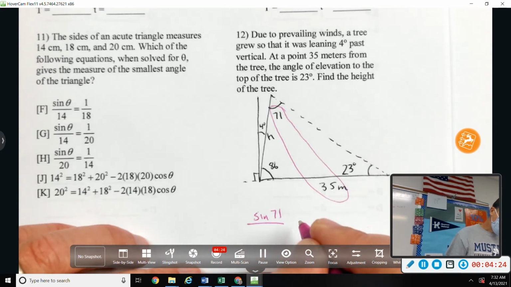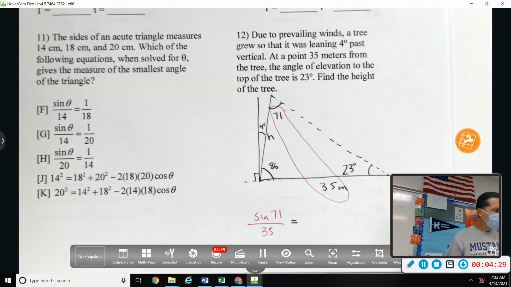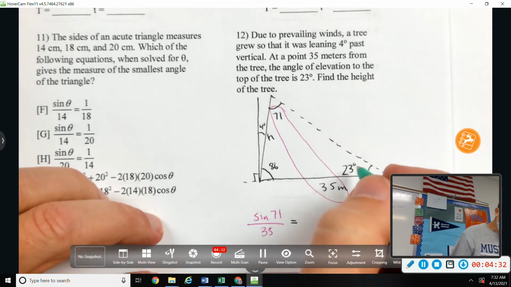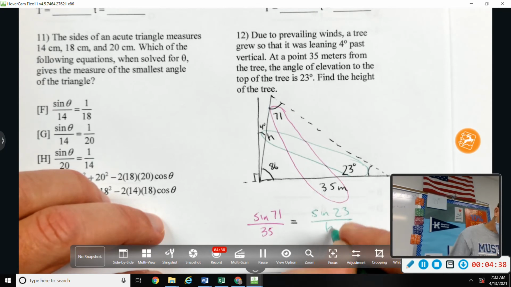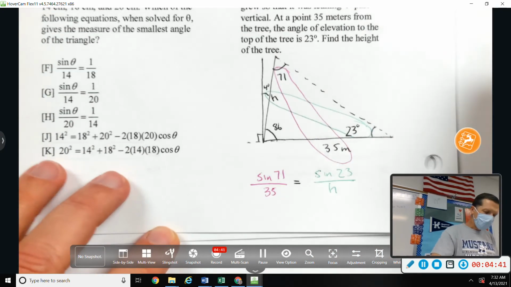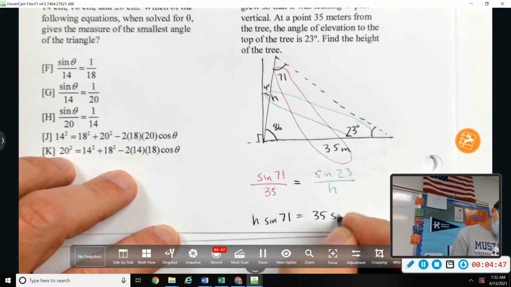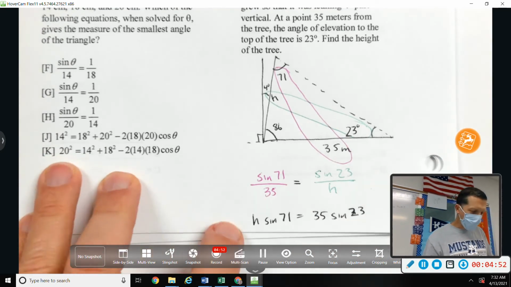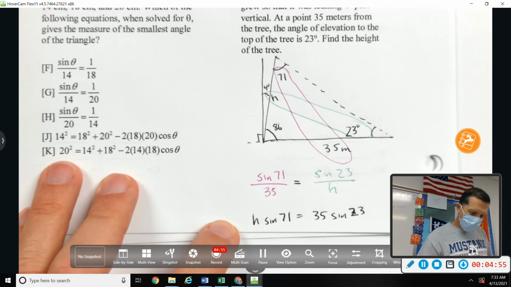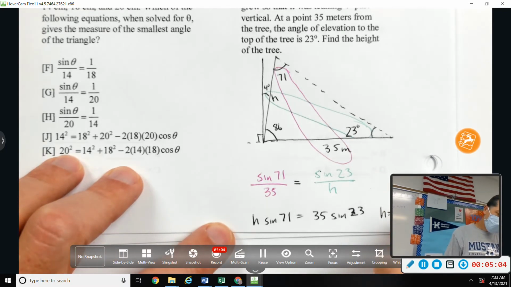Sine 71 over 35 equals, we want to know h, so let's do this pair. Sine of 23 over h. Cross multiply. And I'm out of space, but I can go to the calculator now anyway. 35 sine 23 divided by sine of 71. 14.464.